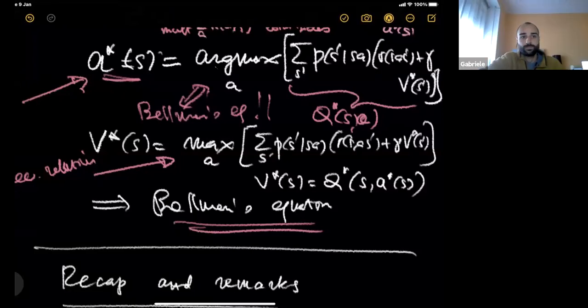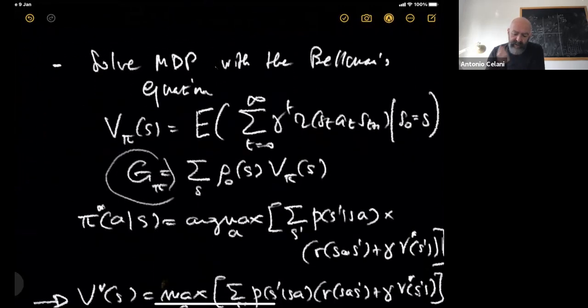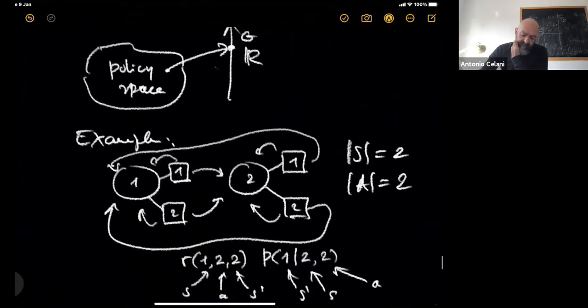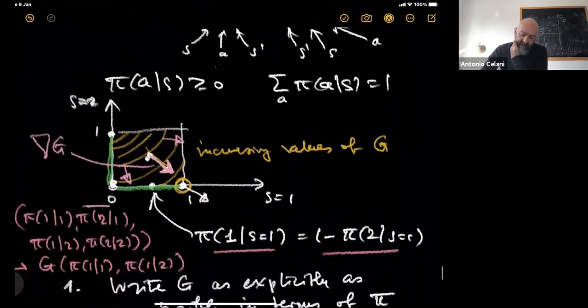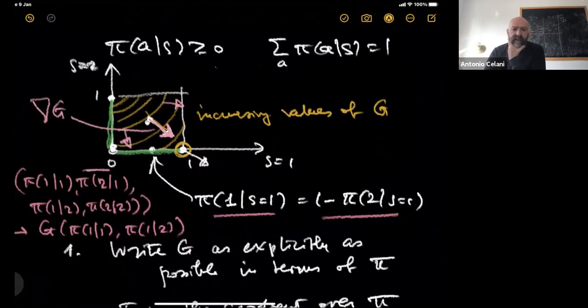Any other comments? Okay, so let's see what we did. So this was our recap. Remember, always, if you have something unclear, go back to this model, fill in whatever transition probabilities and rewards, and then by any technique you like, look at what happens in your policy space, where the gradients look like, or what the level lines of G look like. Okay, it's very instructive.